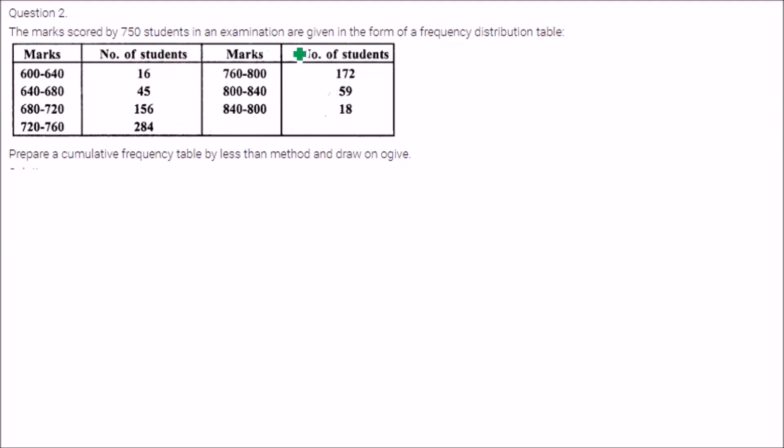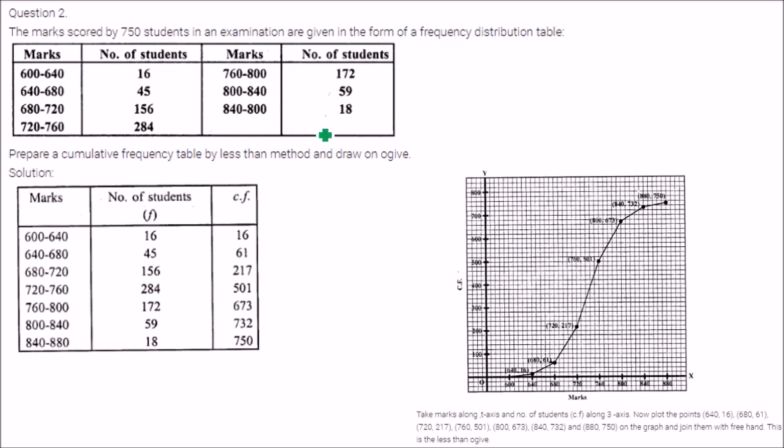The marks scored by 750 students in an examination are given in the form of a frequency distribution table. You have to prepare a cumulative frequency table by the less than method and draw an OGIVE. As we have already seen what we have to do, these are the marks and these are the number of students. In order to find the cumulative frequency, since this is 600 to 640, you can say less than 640, less than 680, less than 720, less than 760, less than 800, less than 840, and less than 880. So when you take less than, then you have to add them.